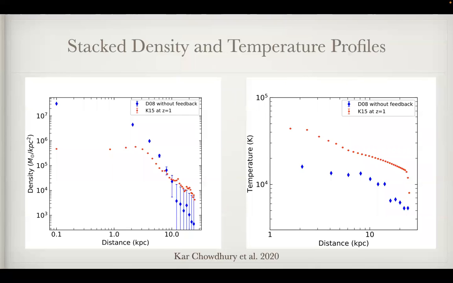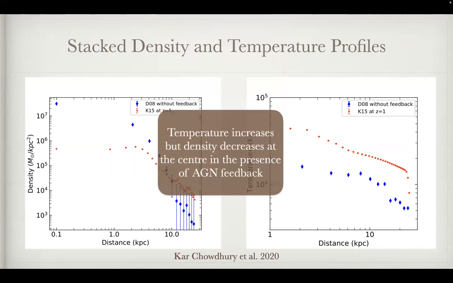The left and right panels show the density and temperature profile respectively, in the presence and absence of AGN feedback. So here we see that the gas density is indeed reduced at the central region in the presence of AGN feedback, whereas the temperature of the gas is higher when the feedback from the AGN is present in our simulation.